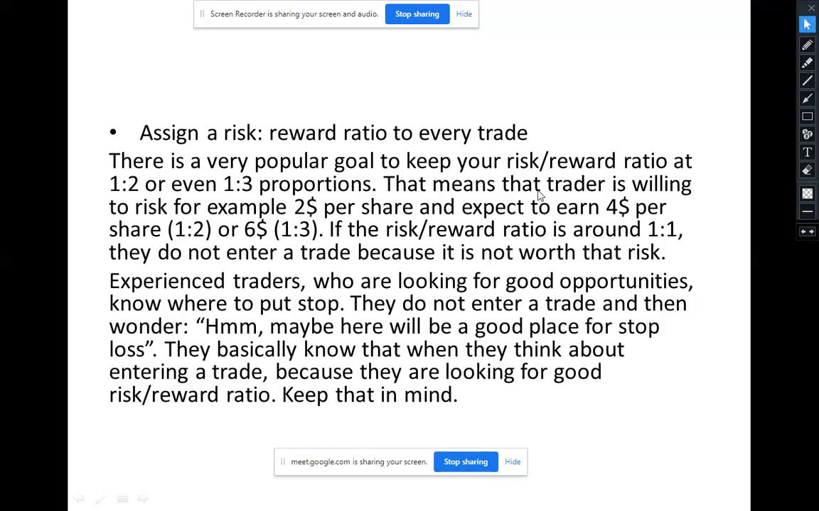Okay? Next one is, experienced traders looking for good opportunity know where to put stops. They do not enter a trade and then wonder, maybe here will be a good place for a stop loss. They know when they think about entering a trade, because they are looking for a good risk reward ratio, to keep that in mind. That is one thing about me. If I place a stop loss, I'm looking for a good risk reward ratio.